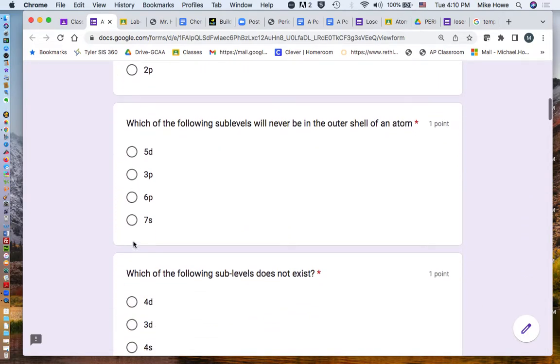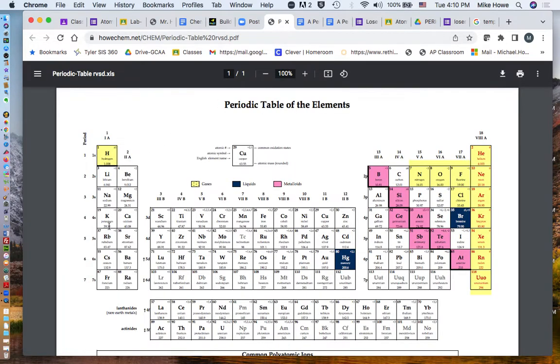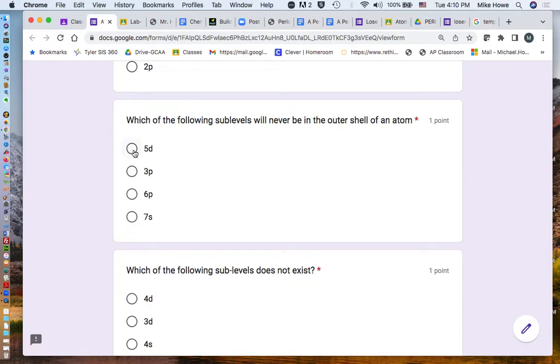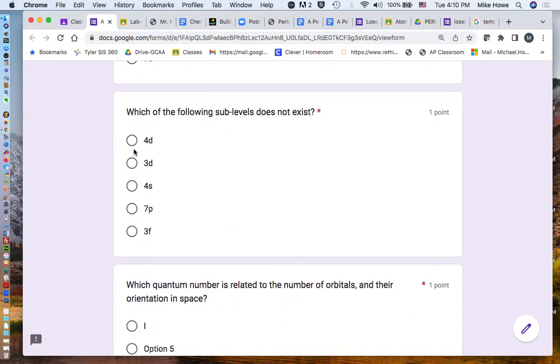Which one will never be in the outer shell of an atom? Go back to the periodic table for that one also. You see you've got a 4s here, then a 3d, then a 4p. Here you've got a 5s, followed by a 4d, followed by a 5p. Notice that the d's always have a higher s in front of them. Therefore, d's nor f's, because f comes in down here and it should be right in here, is preceded by a 6s. So the d's and the f's always have higher s's in front, so the d's and the f's can never be in the outer shell. So we'll say 5d, which doesn't exist.